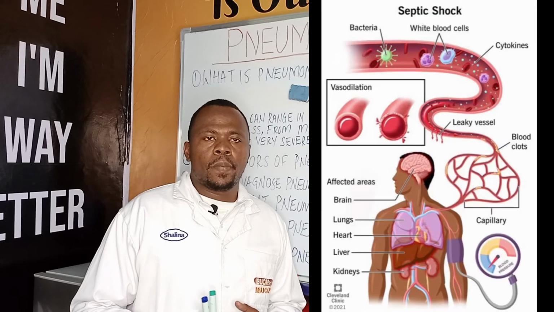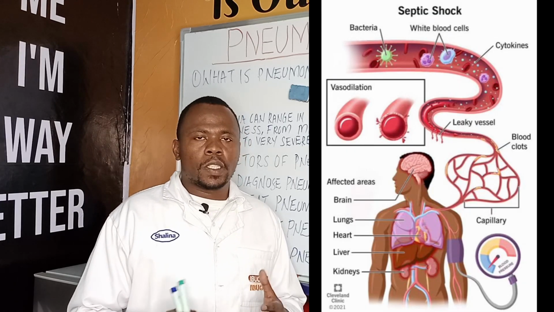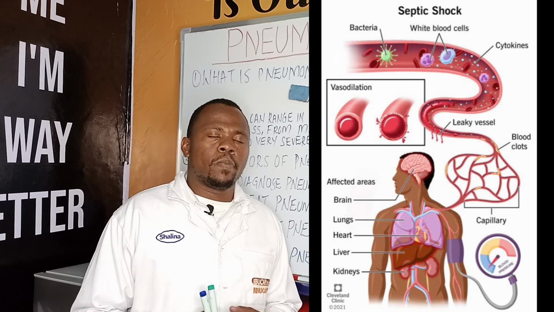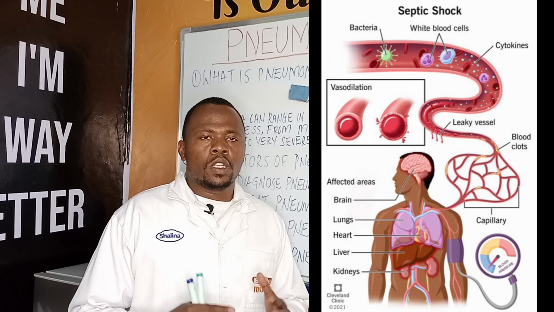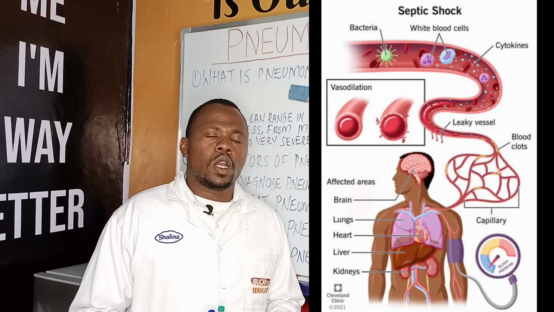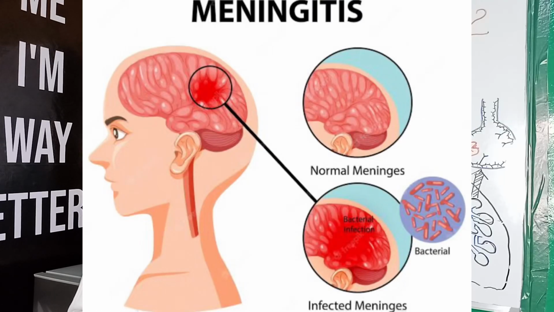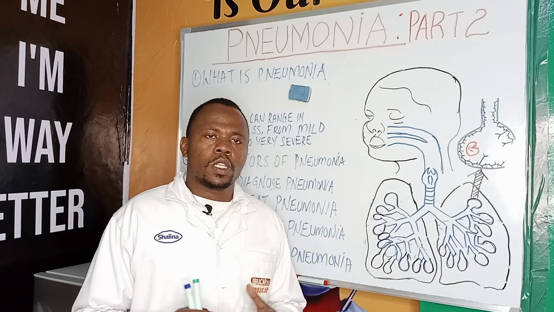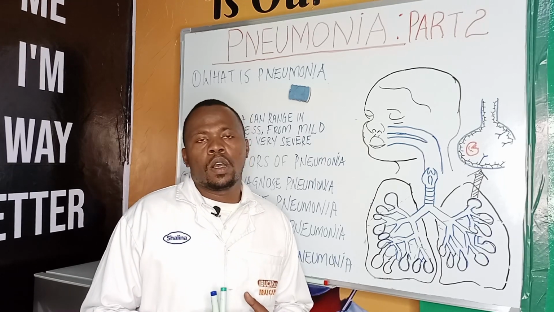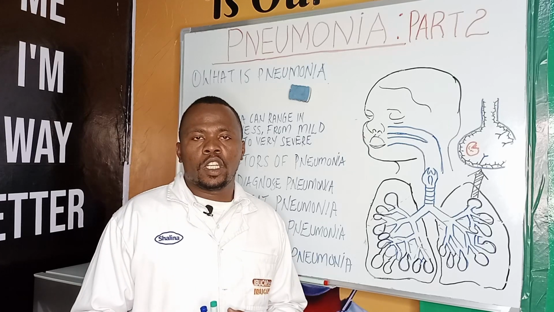We also have septic shock. Those bacteria that cause pneumonia can move from your lungs and enter into the bloodstream, resulting in a very severe infection leading to septic shock. Number four, you can also get meningitis. The bacteria that cause pneumonia sometimes also cause meningitis. So these bacteria can move from your lungs through the blood and enter into your brain, causing meningitis.